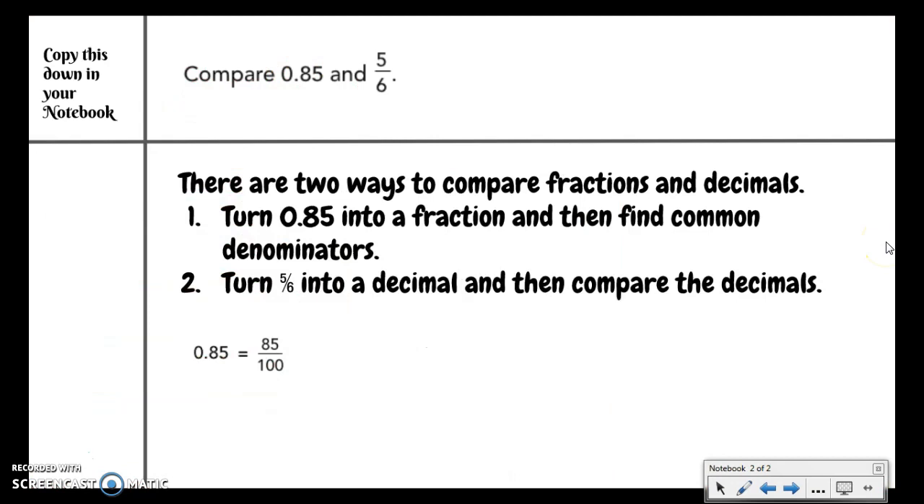Alright, so I want you to pause this video right here because you are going to write down these two methods. There are two ways to compare fractions and decimals. Copy the whole thing down, please. Number one, turn 0.85 into a fraction and then find a common denominator. And then the second thing you can do is turn 5/6 into a decimal and then compare the decimals. So here are the two ways.